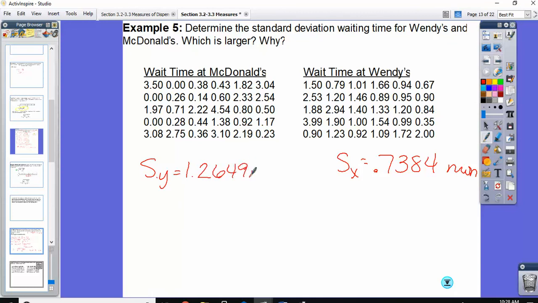Okay, does this match what we saw when we looked at the bar graphs? We looked at those histograms and we said they have about the same mean, but Wendy's was more consistent. And if you look, they have a smaller standard deviation. So that tells us the same thing. They're more consistent in their wait times.